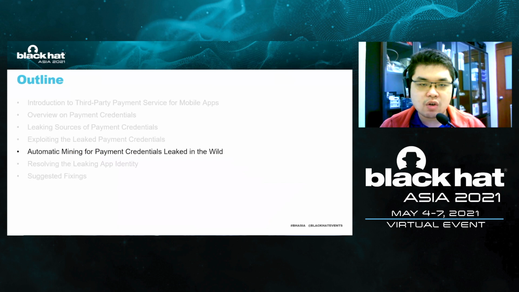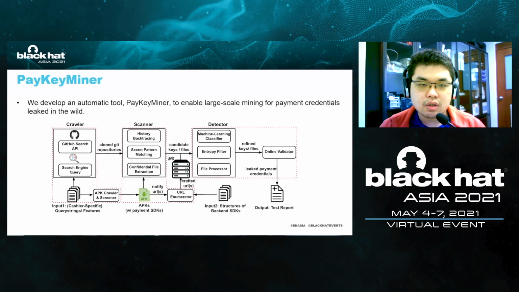Then I will present our automatic tool to discover the payment credentials leaked in the wild, as well as the empirical testing results. In short, we developed a tool called PKMiner to enable the large-scale mining for payment credentials leaked in the public Git repositories, Android APKs, and merchant servers. The tool is made up of 3 modules, namely crawler, scanner, and detector, and I will go through them one by one in the following slides.